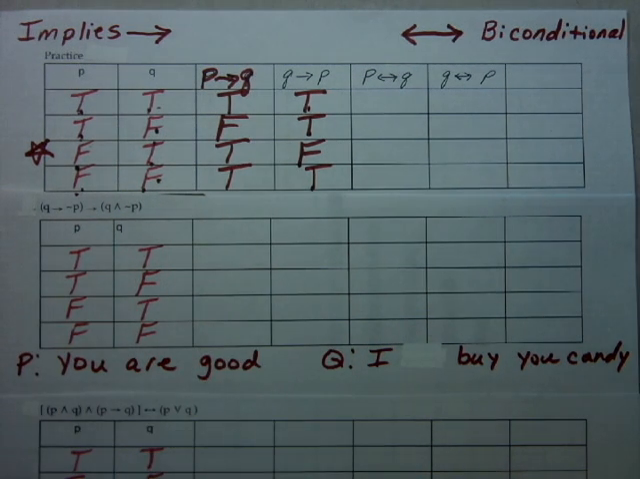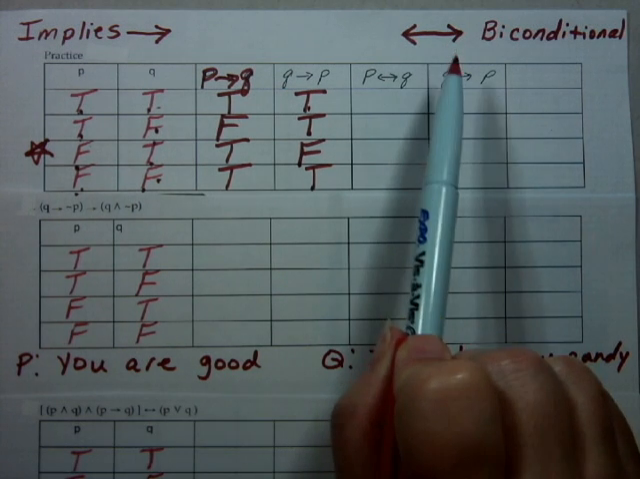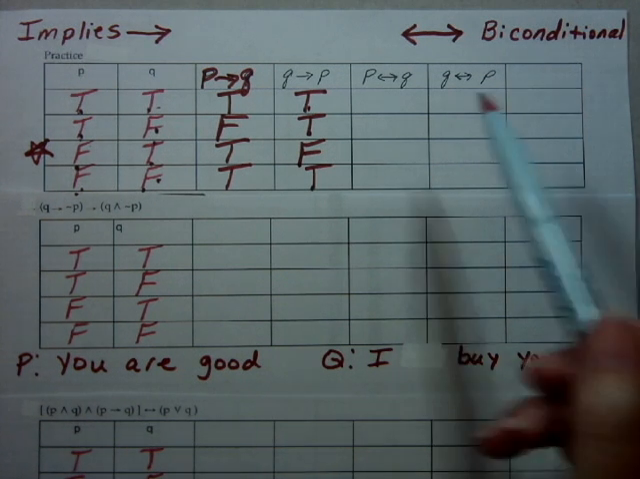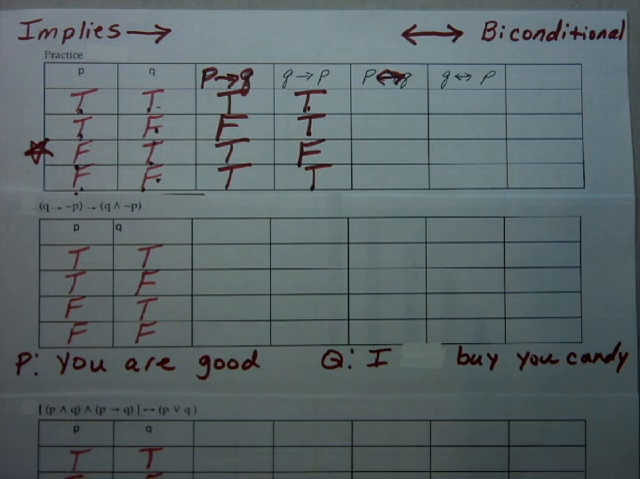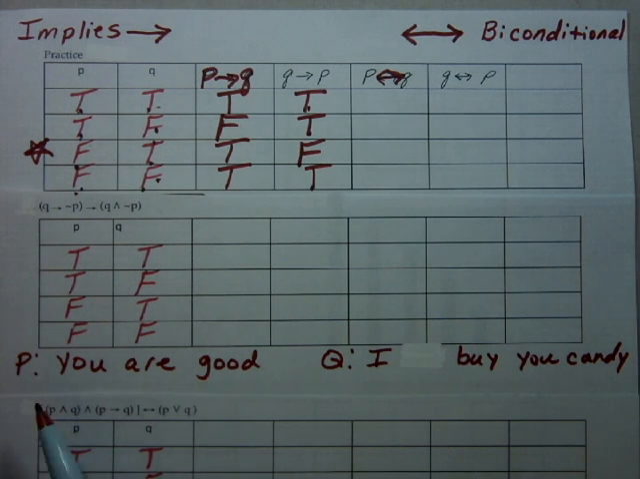Okay? Now let's look at the biconditional. The biconditional is read out loud, if and only if. Now implies is read out loud, if, then. So here, I can say the if and only if where I want to say it. Sometimes you will say, if and only if you are good, then I will buy you candy. Or how would I say that? P, if and only if Q. So I would say, if and only if you are good, I will buy you candy.